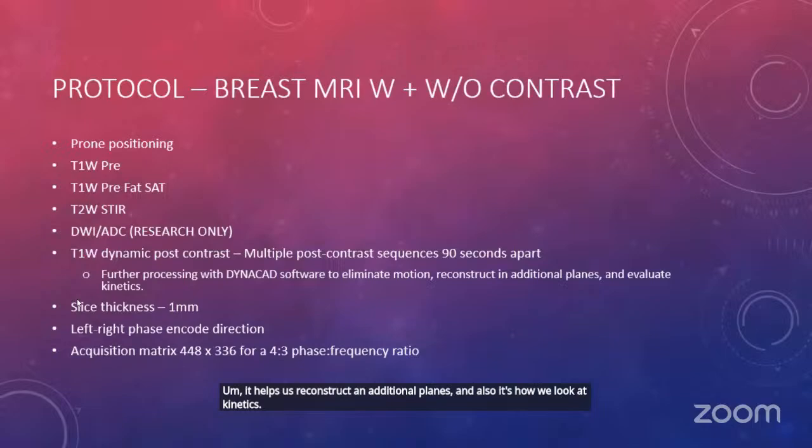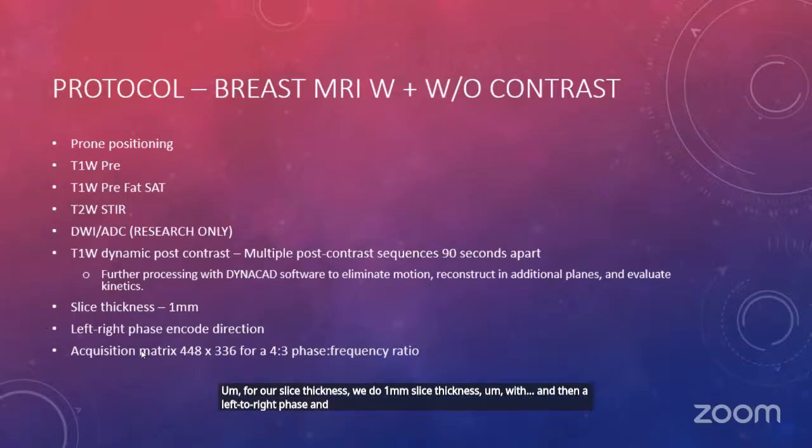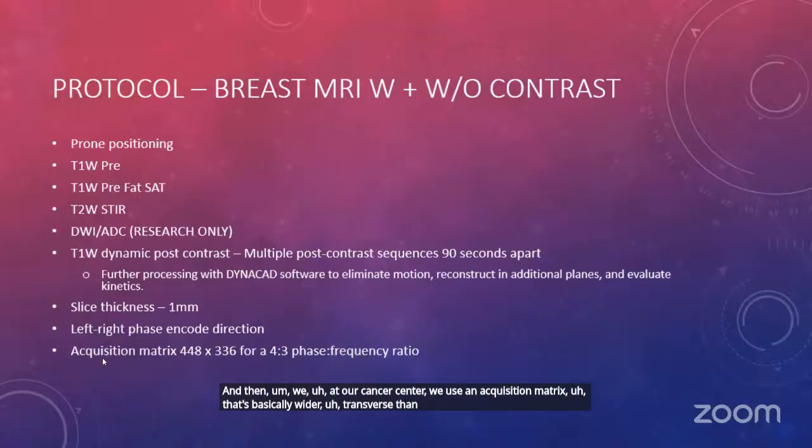For our slice thickness, we do 1 millimeter slice thickness and then a left to right phase encode direction, which gets the motion of the heart out of the way. And then at our cancer center, we use an acquisition matrix that's basically wider transverse than anterior posterior.